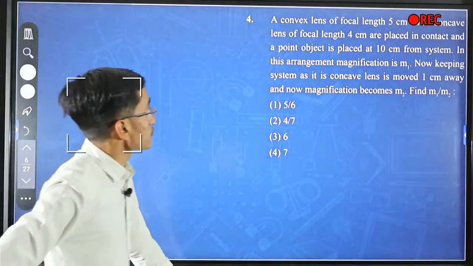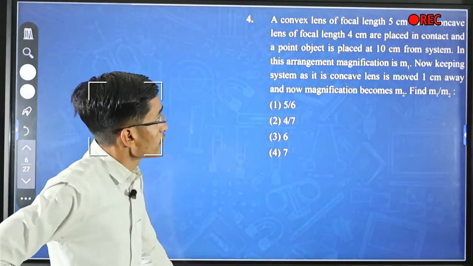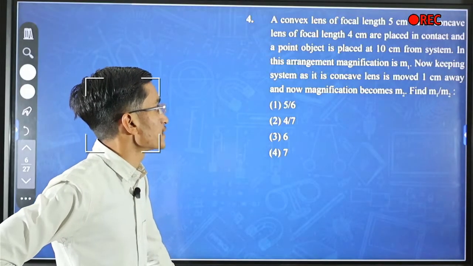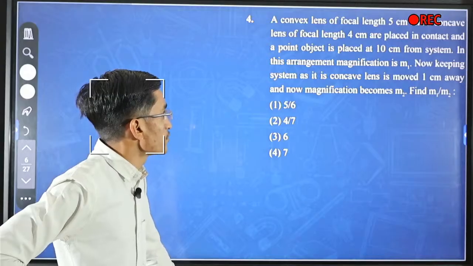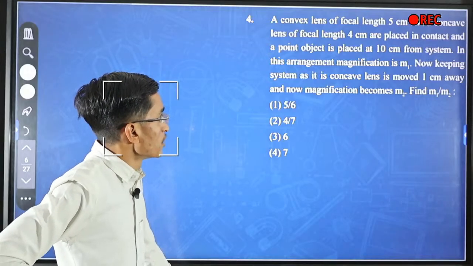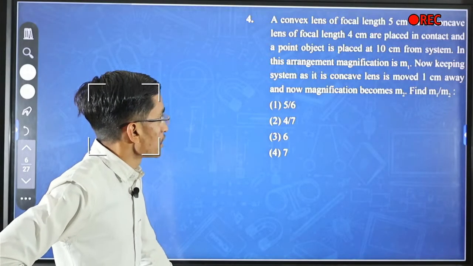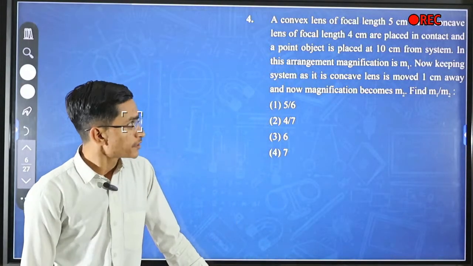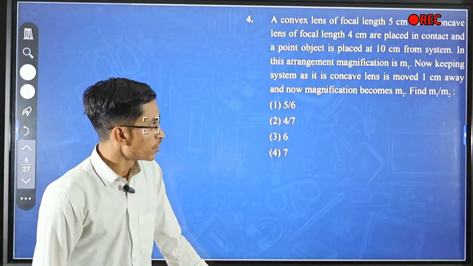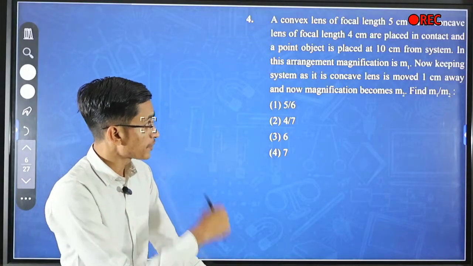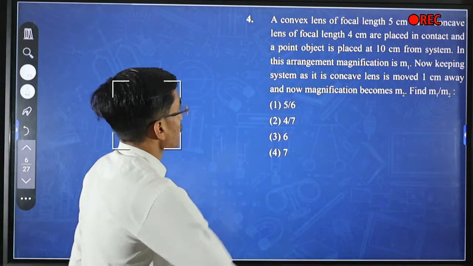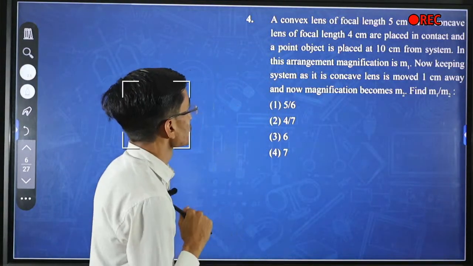Next question. A convex lens of focal length 5 cm and a concave lens of focal length 4 cm are placed in contact and a point object is placed at 10 cm from the system. In this arrangement, magnification is M1. Now keeping the system as it is, the concave lens is moved 1 cm away and now magnification becomes M2. Find M1 by M2. Okay, here is the question from optics.